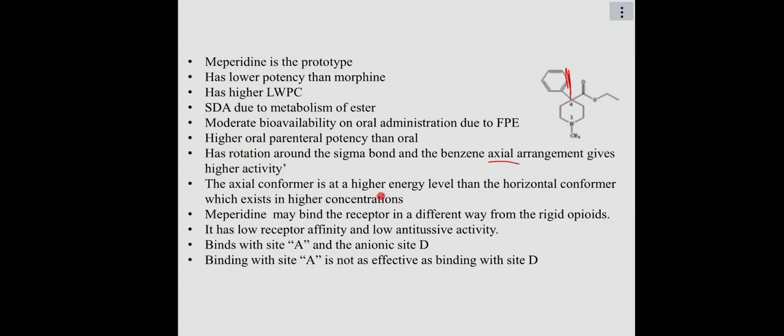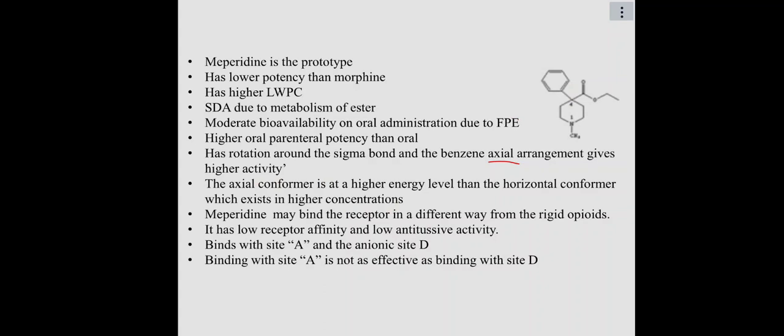The axial conformer is at higher energy level than the horizontal conformer, which exists in higher concentrations. So we are only saying the axial conformer is the one which has better activity, but unfortunately it's more unstable because it is at higher energy level. When you have something at higher energy level, it means it's unstable.